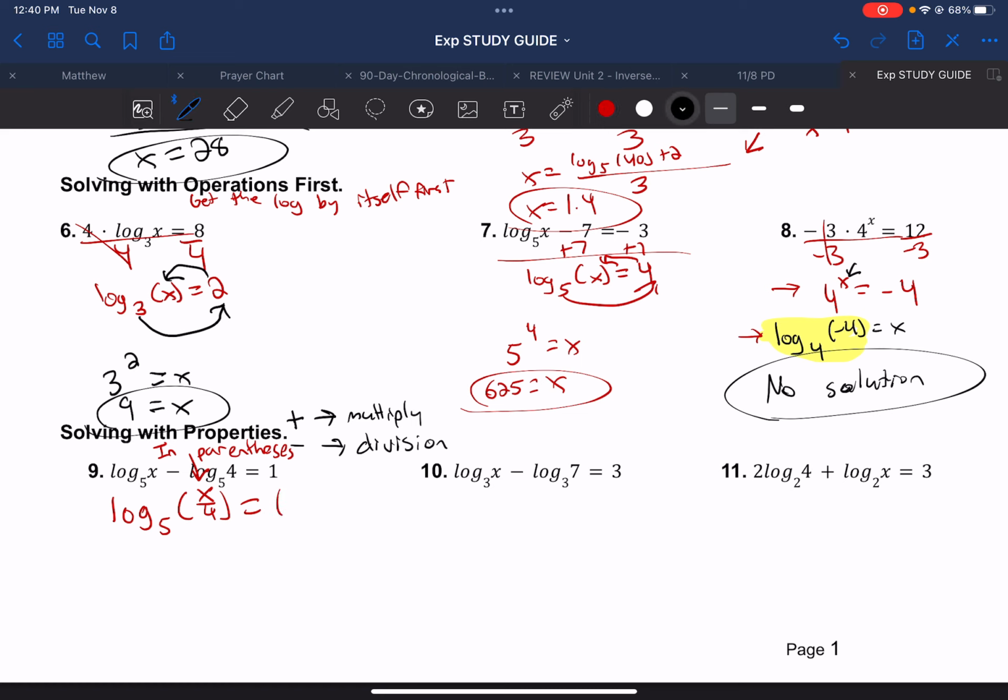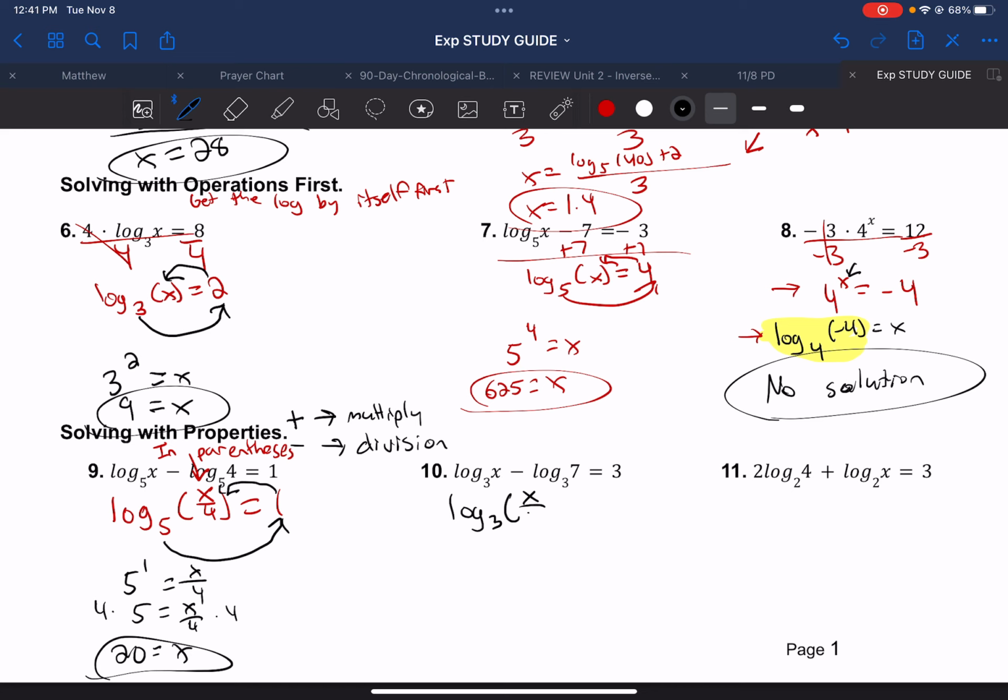And now, when in doubt, convert back to exponential form. So boom, boom. 5 to the 1 power equals x over 4. So 5 equals x over 4. Multiply by 4 on both sides. I get 20 equals x. Okay? Same thing here. We have another subtraction problem. So the first one goes on top. X over 7 equals 3.